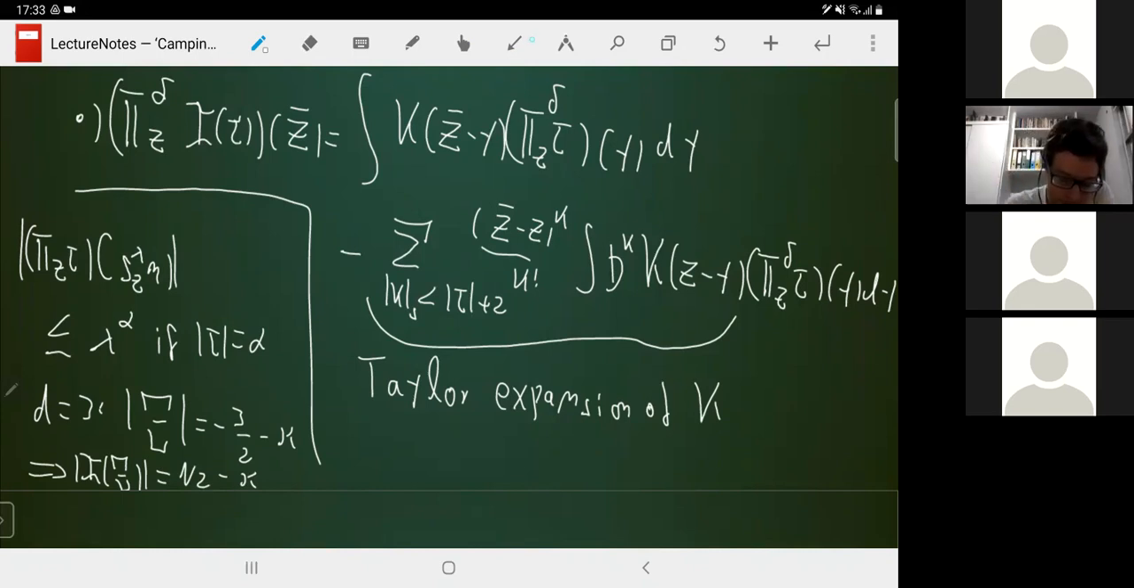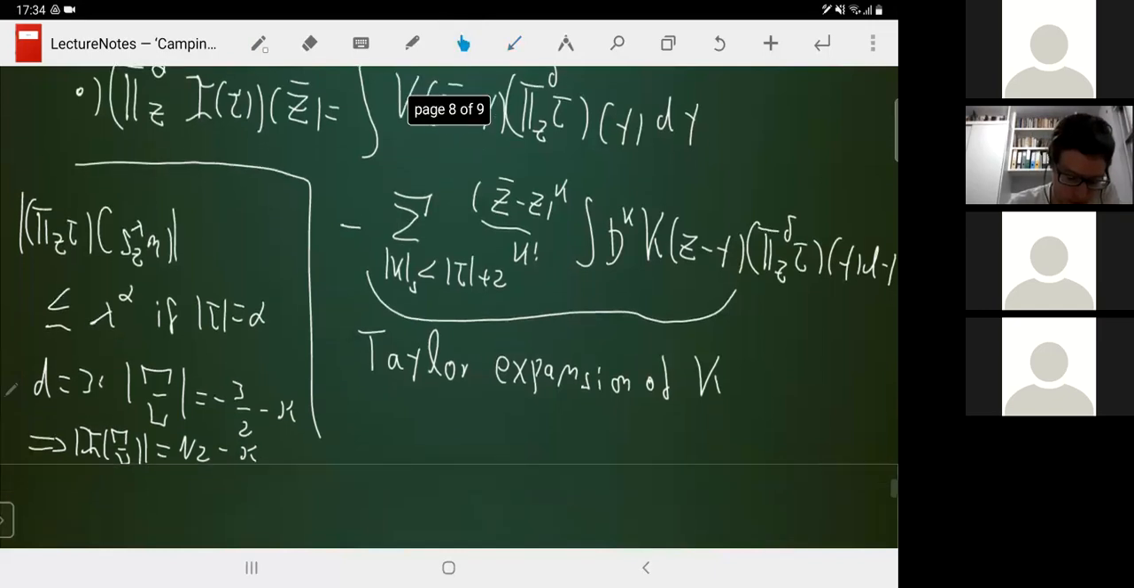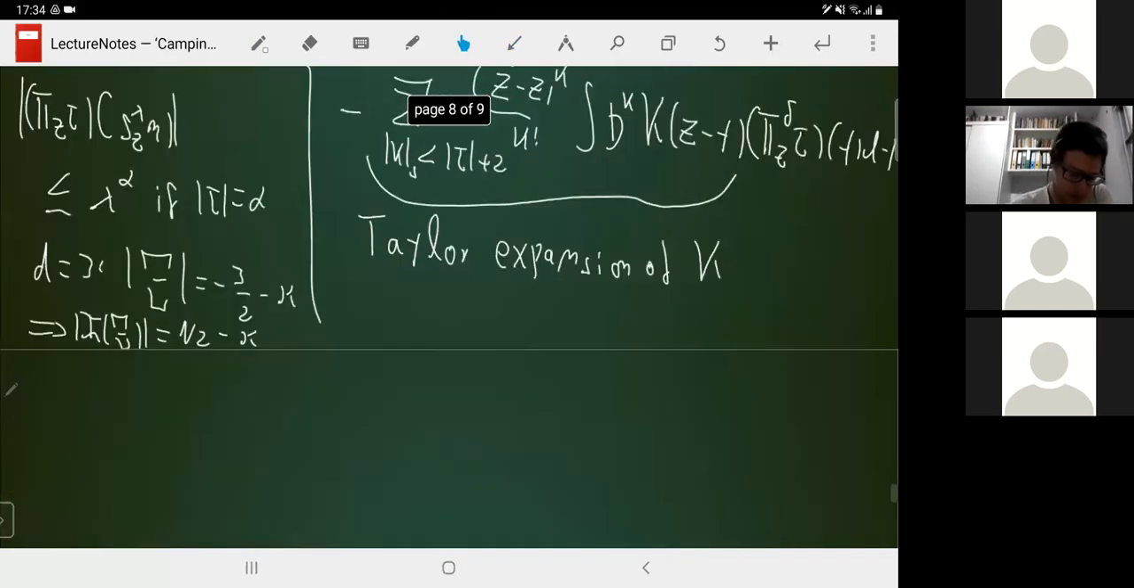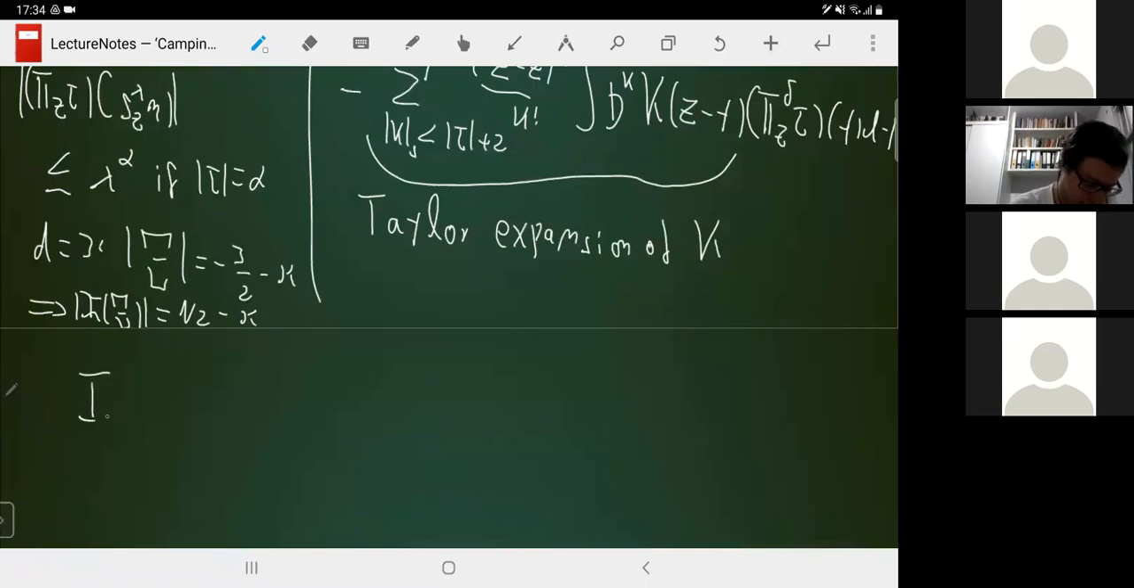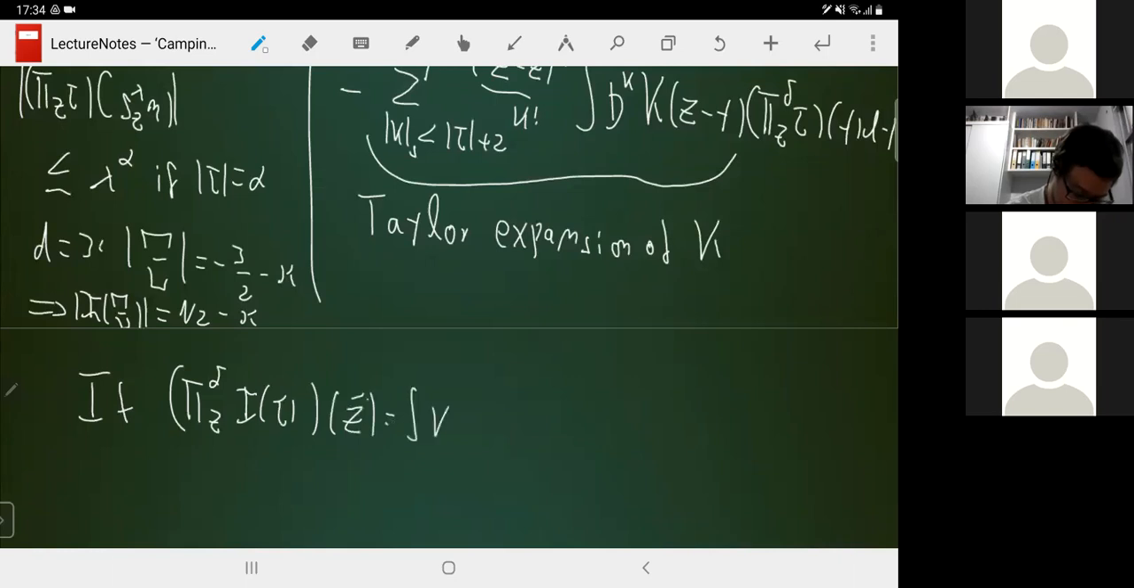This means that if I calculate pi z of I of psi and I test it against such a test function and I send lambda to 0, it should go to 0. And why is it not happening in the convolution of k with pi? Let's assume we would have something like this: I of tau z bar. If this would be k of z bar minus z minus y, sorry.